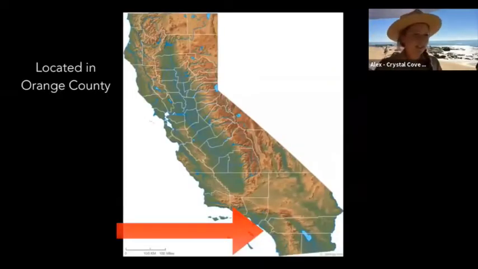Okay, so where am I right now? I want to show you where we are located here at Crystal Cove State Park. And because we're a California state park, we want you to come and visit our park. Here we go. Okay, so here we are. We're located in Orange County down in Southern California. This is a very busy and populated county, so lots of structures and development. So it's really special that we have this protected open space here with Crystal Cove State Park.